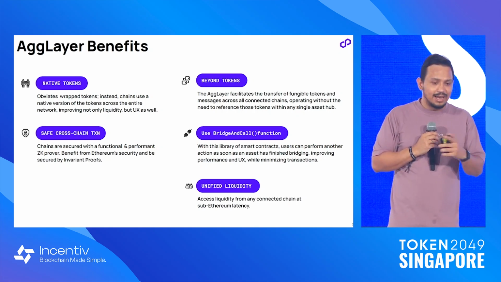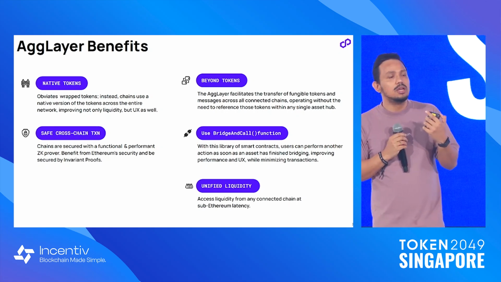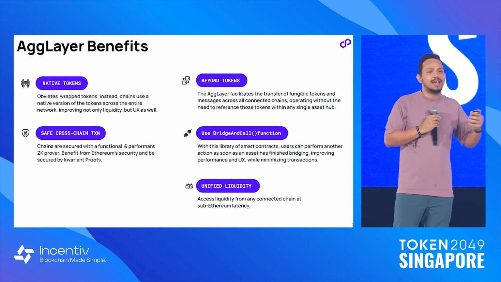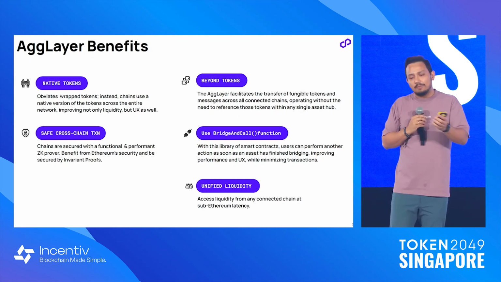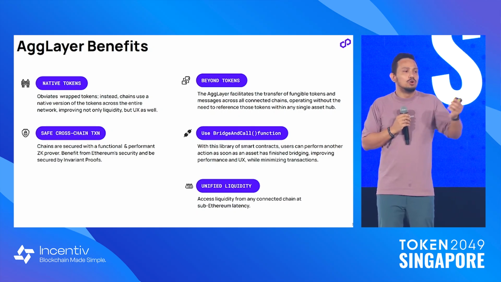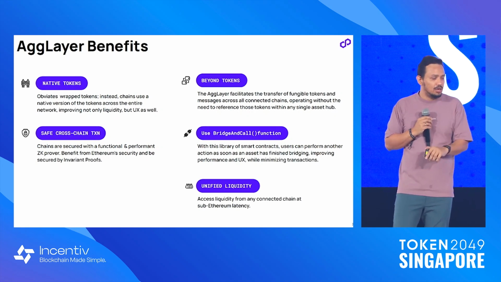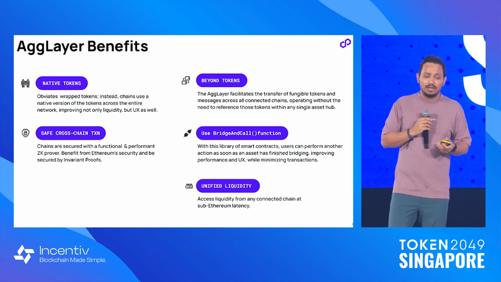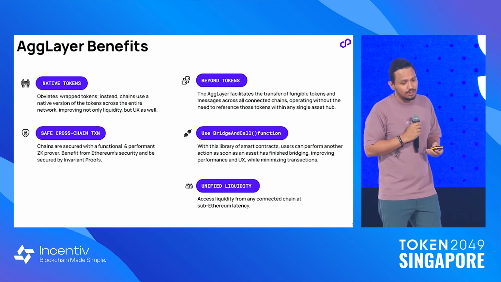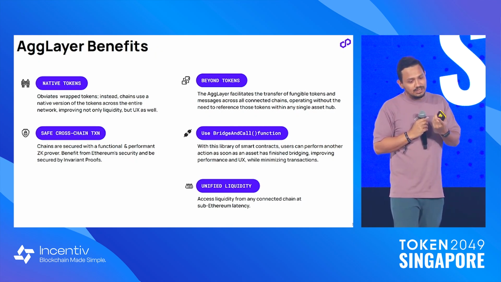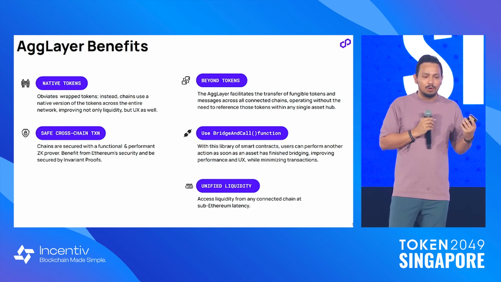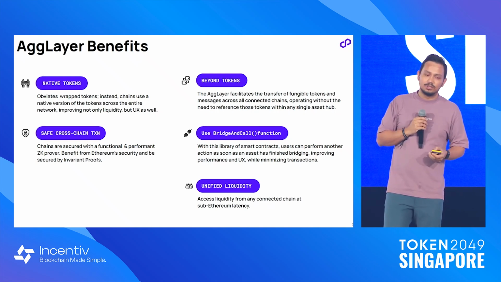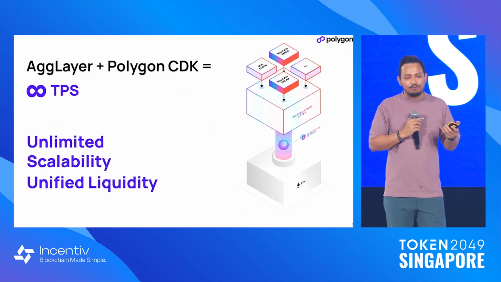And as I said, it is agnostic to the stacks. So if you are building on OP stack or Arbitrum Orbit, our next releases will allow you to connect any of your stacks into the Ag layer. So it's very freedom-invoking for the developers. And obviously, all of this results in unified liquidity, which is one of the biggest advantages of Ag layer. I would like to close there.